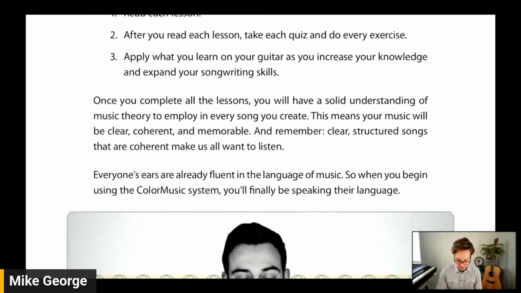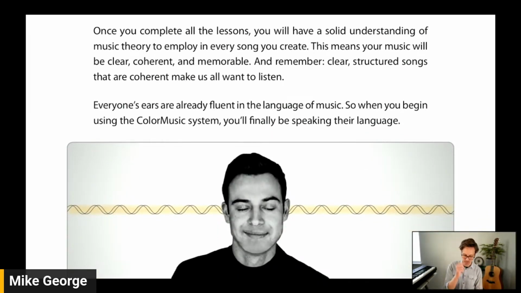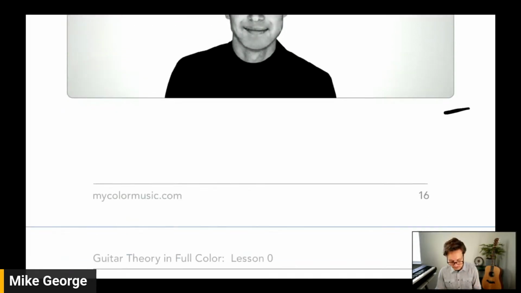Okay, so once you complete the lessons, you will have a solid understanding of music theory to employ in every song you create. This means your music will be clear, coherent, and memorable. And remember, clear, structured songs that are coherent make us want to listen. Everyone's ears are already fluent in the language of music, so when you begin using the color music system, you'll finally be speaking their language.